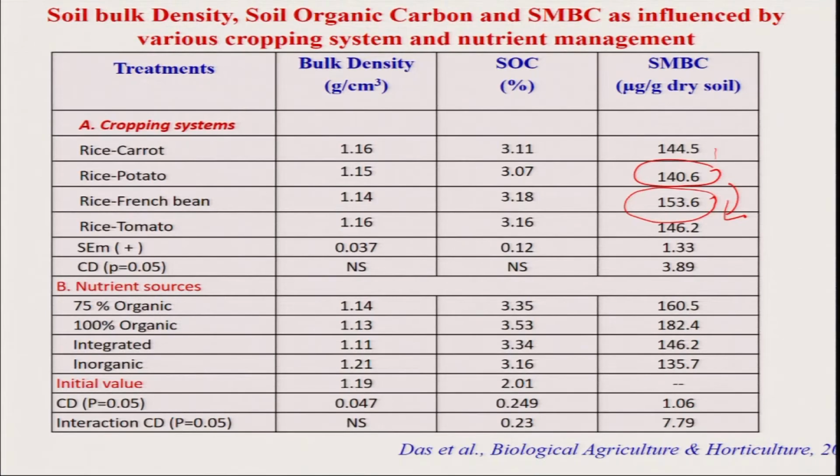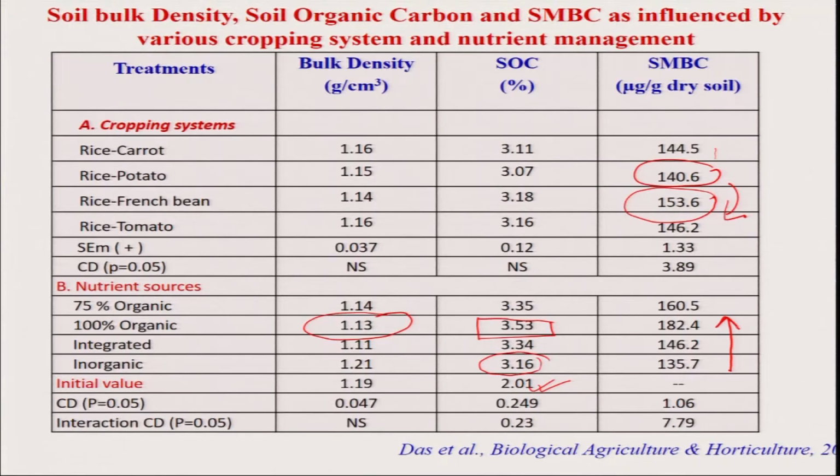Similarly, when you look at the nutrient conditions, you see our bulk density is very much less in case of 100% organic. And the other thing you see is the soil organic carbon. This is very important. Soil organic carbon plays a major role in soil aggregation, soil physical structure, soil chemical and also soil biological properties. Our 100% organic and also the integrated and 75% are better as compared to our inorganic. In inorganic, soil organic carbon is very low. Similarly, SMBC is also enhanced whenever we go from inorganic to organic.